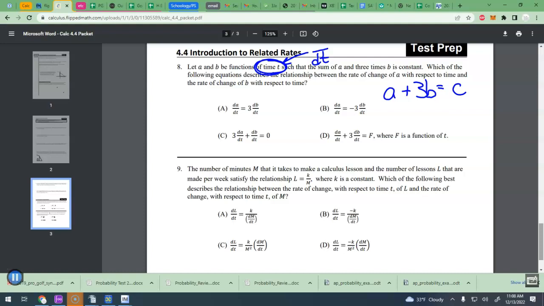So a is some function of time. Take the derivative of a, that would just be 1, right? But what do you multiply by? dA over dt. Plus, what's the derivative of 3 times b? 3, and then times dB dt. And then be careful over here. This c is a constant. So what's the derivative of any constant? It's 0. And then you can see which one is which. That matches, right? If I subtract this part over to the other side, it'll be negative. So that's b. Try 9 then if you haven't.